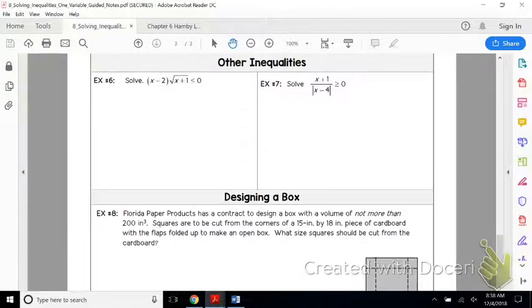All right, so let's find those x-intercepts. How? Set the numerator equal to 0. Subtract the 1. And we get x equals negative 1.